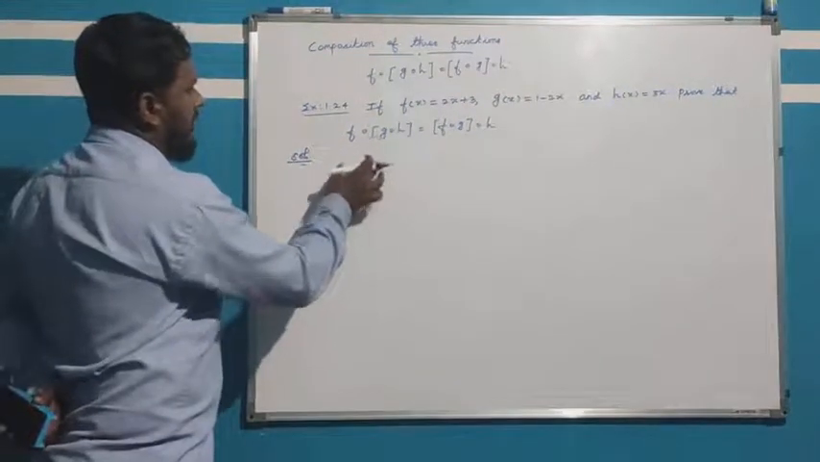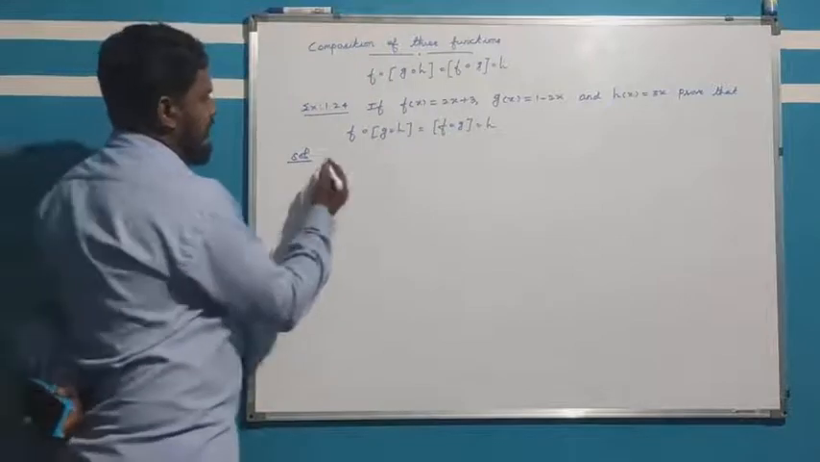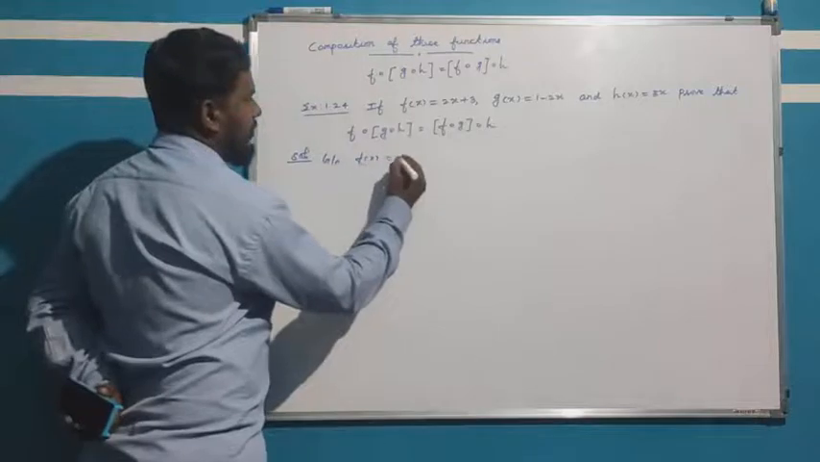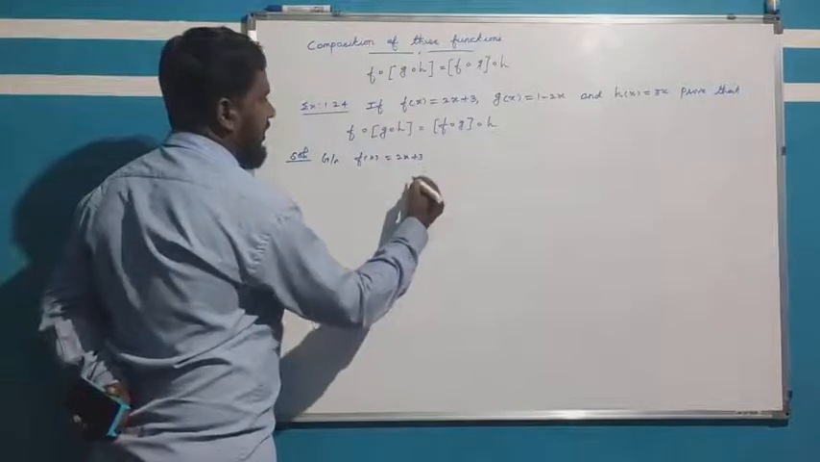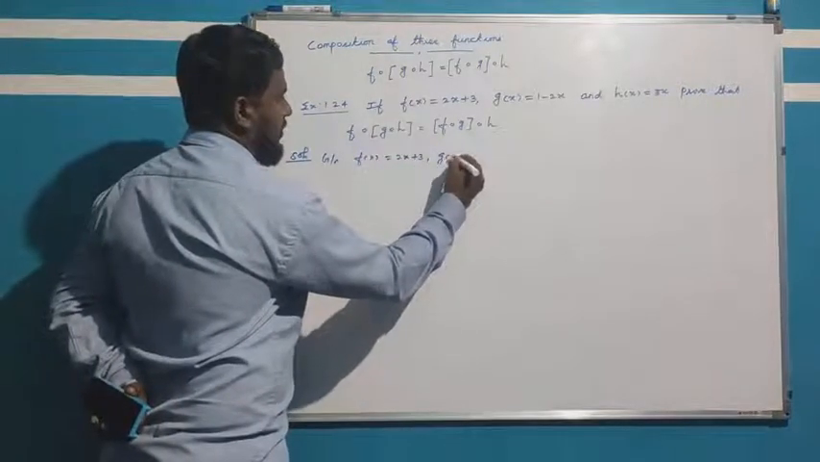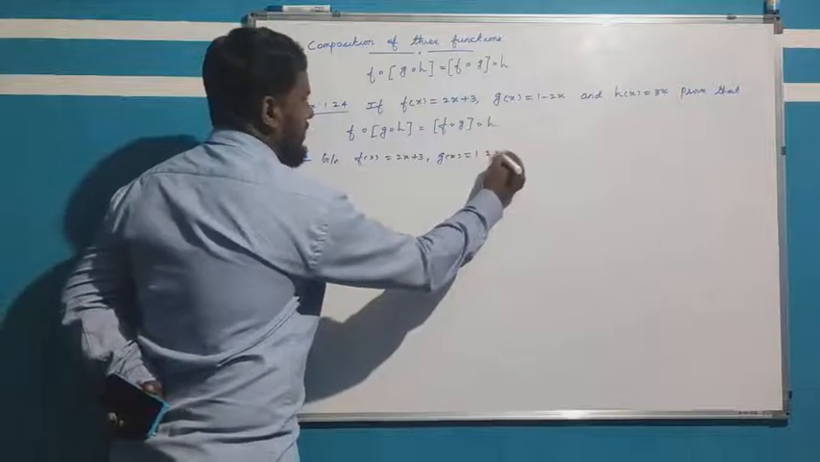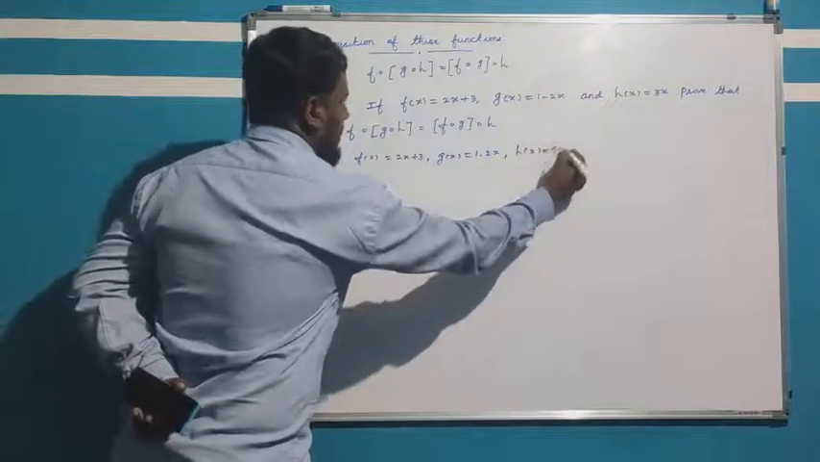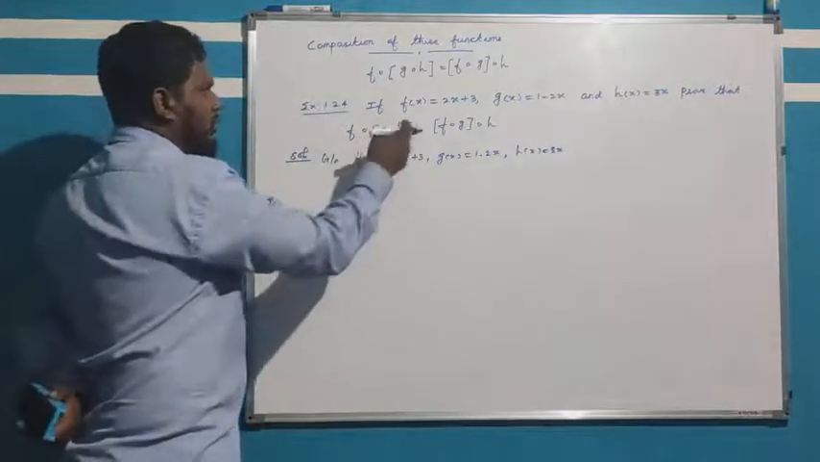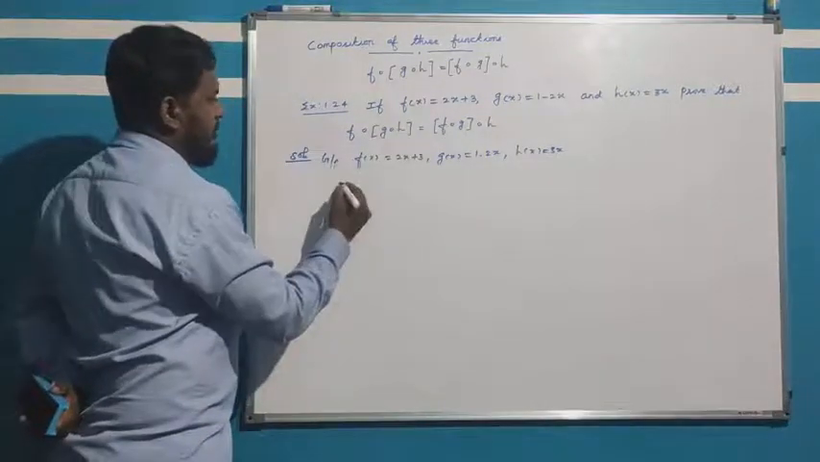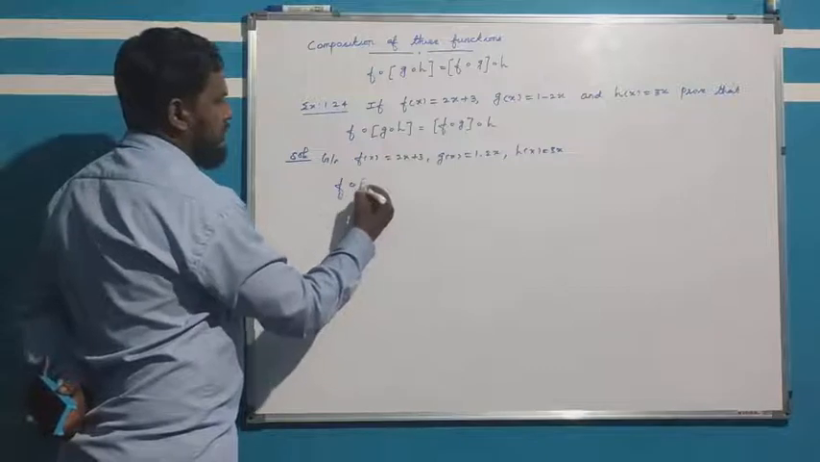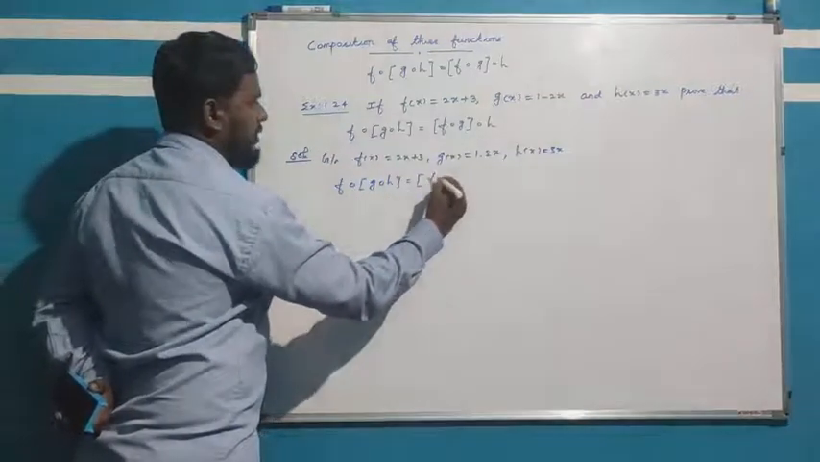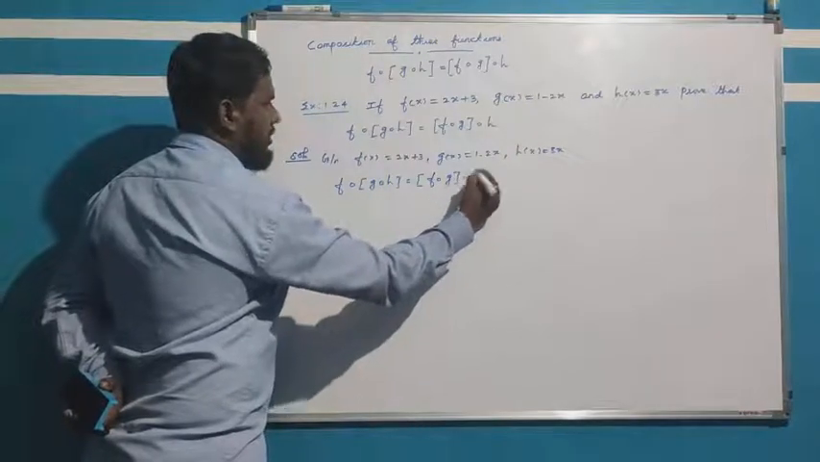Here you have to take what is given. f of x is 2x plus 3. g of x is 1 minus 2x. h of x is 3x. So what is the property given? f composite (g composite h) is equal to (f composite g) composite h.